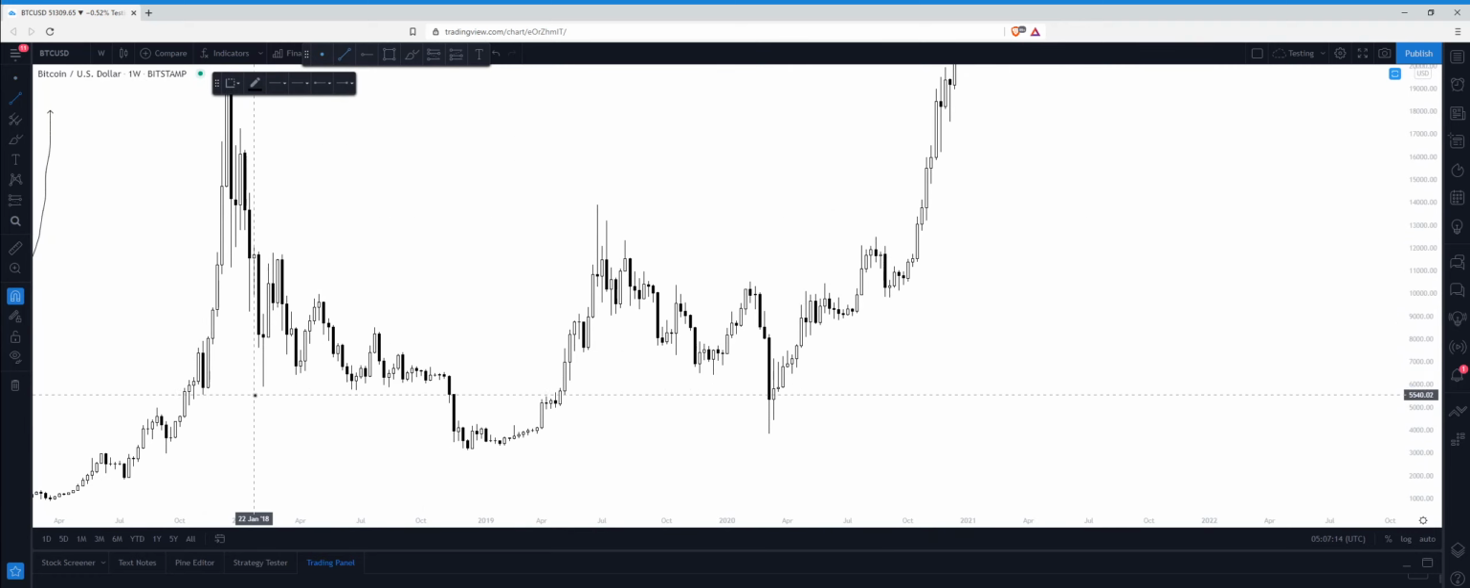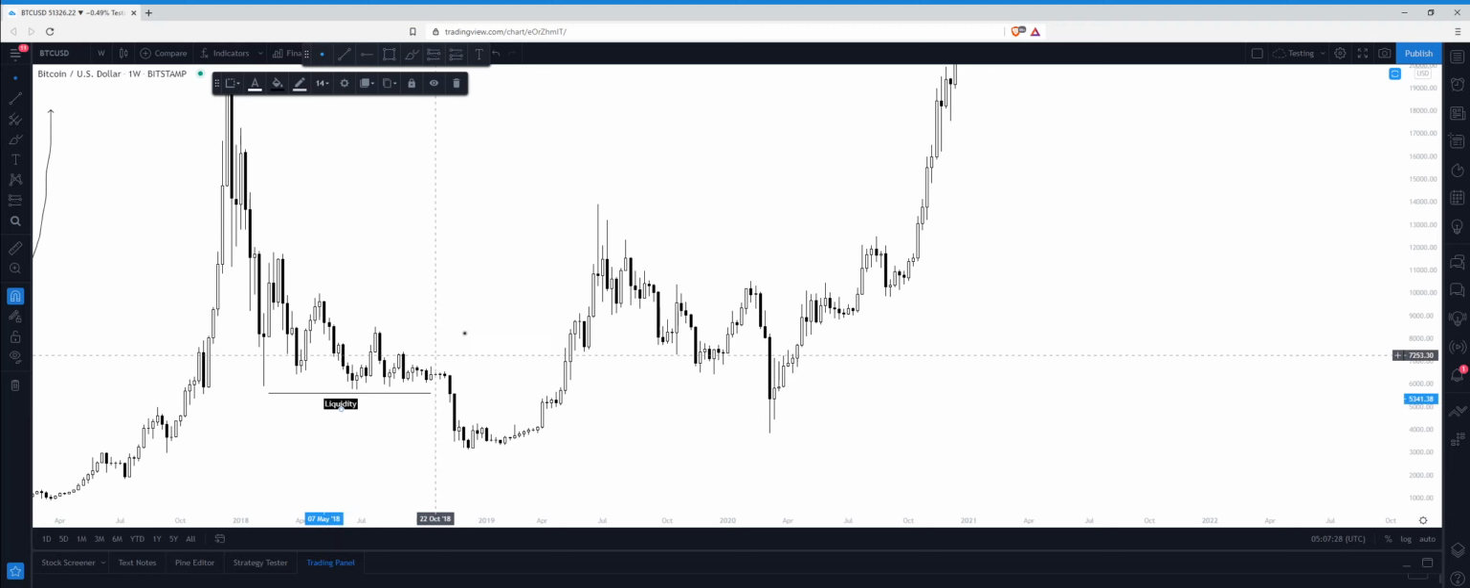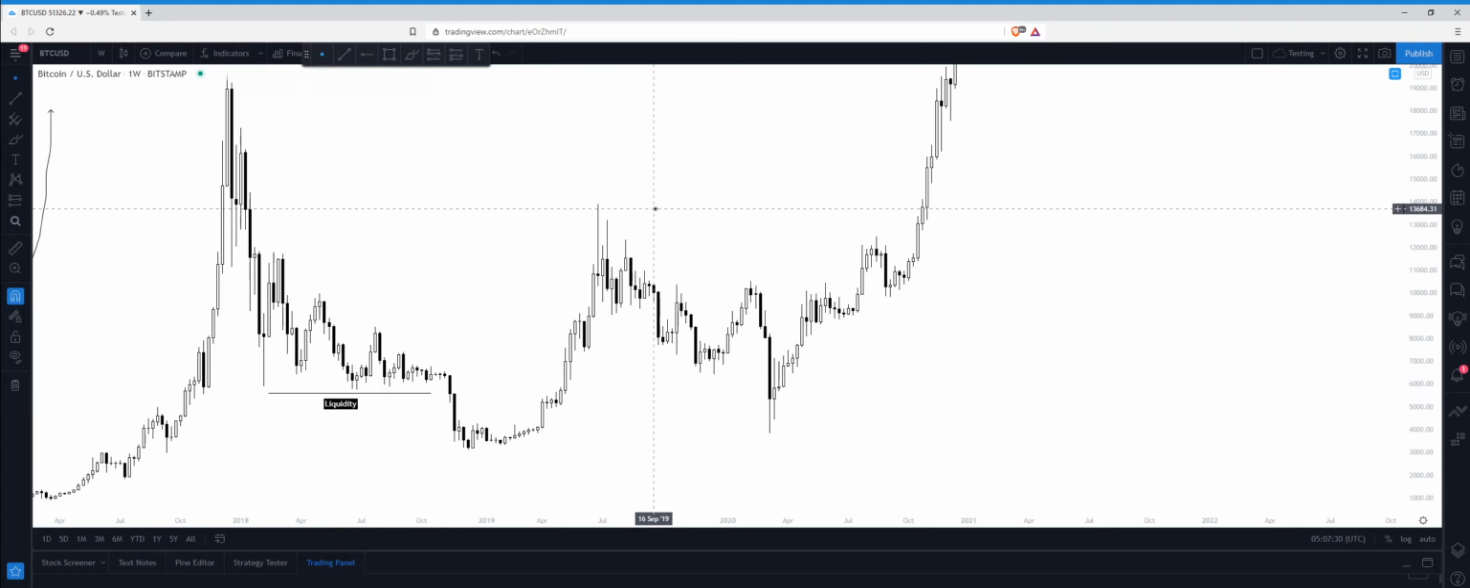So we have equal lows printed here. Now, what sits below these equal lows? Liquidity. Notice the dip underneath the lows. The liquidity has been generated and the orders have been filled, and then we see the break above.